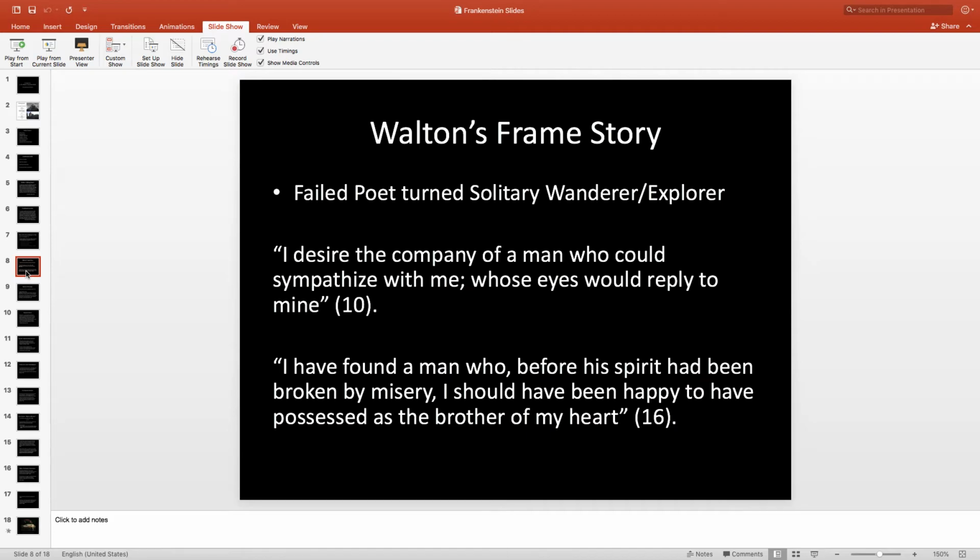We'll be talking about Walton's frame story. Walton is a failed poet who becomes a solitary wanderer and explorer, but he's also terribly lonely, and he finds something in Victor that consoles him. So it's important that he is the one who hears Victor's tale.